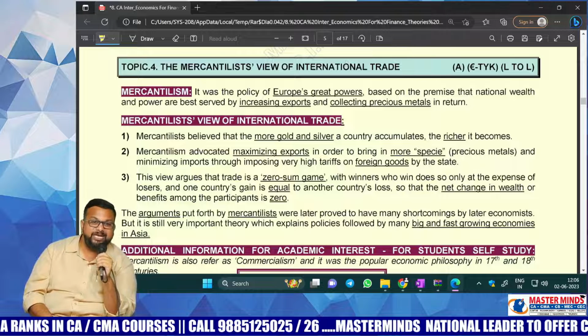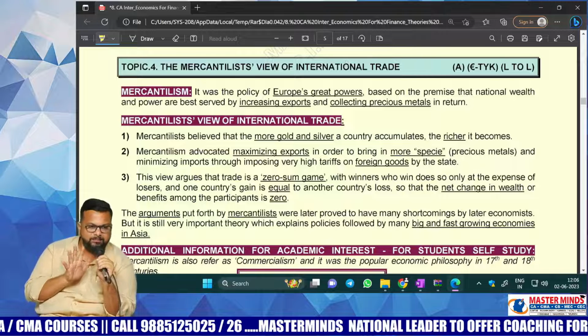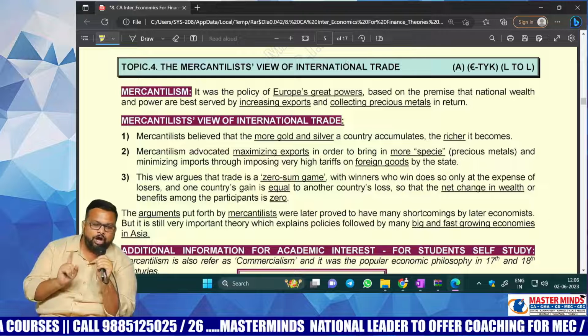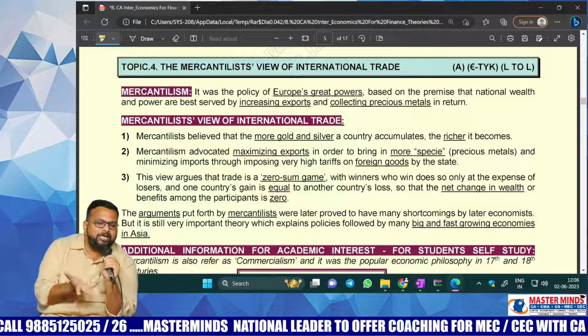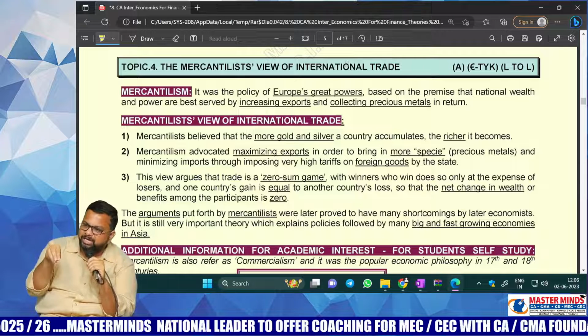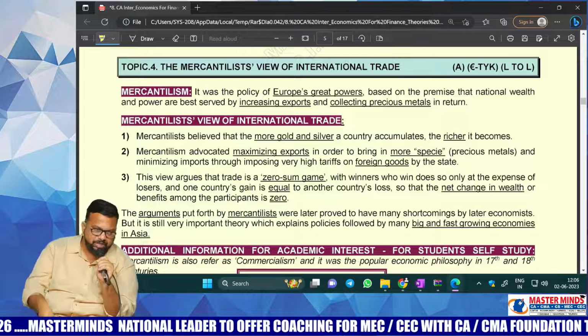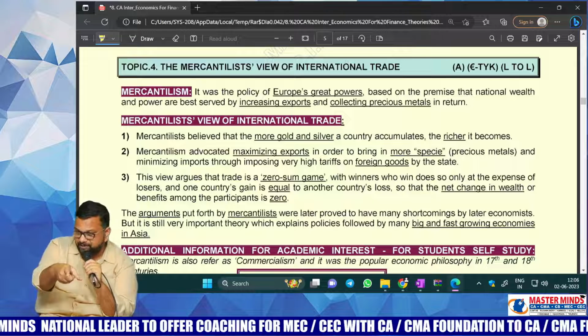Shortcomings means limitations. It had several limitations. The first argument made by countries is that when only one party is getting benefited, why should the other party participate in international trade? When I know that UK is the only country which will get benefited because of this trade, then there is no reason for me to participate in international trade. I have explained this in the previous class also.